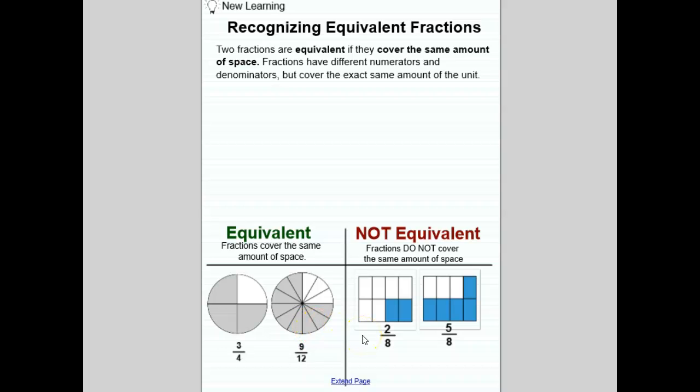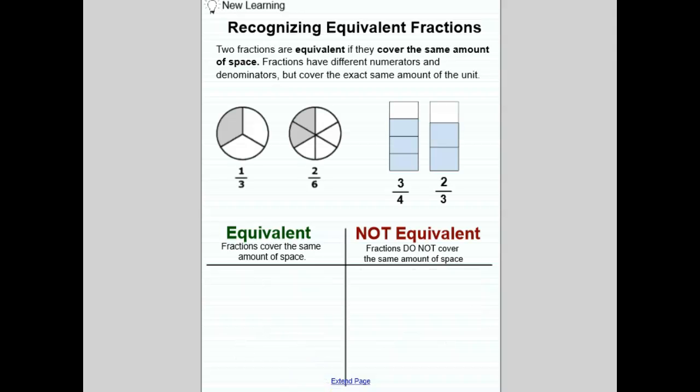Pause the video, third graders, and tell me, how are equivalent fractions and fractions that are not equivalent, how are they different? Fantastic. Were you able to say that equivalent fractions must cover the exact same amount of space and fractions that are not equivalent do not cover the same amount of area or space? Great listening. Let's do another one, and this one you'll get to do with me.